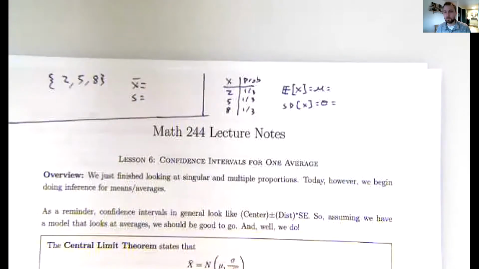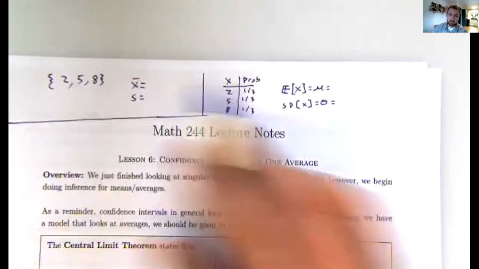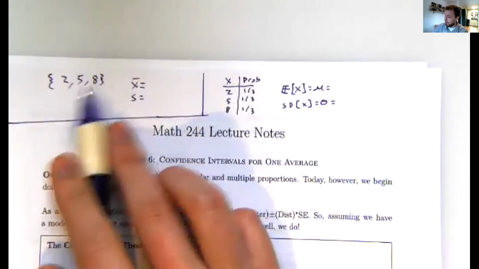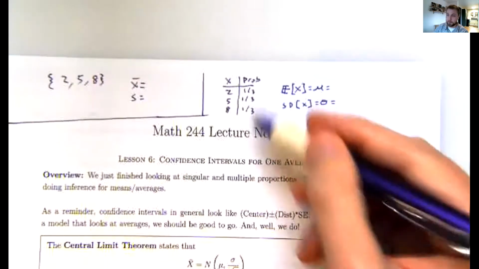Hi, we're going to make the switch from proportions to averages today, and we're going to create confidence intervals and look at hypothesis tests for figuring out what's going on with things with units and what happens for things on average. So I have two small little sets here, the numbers 2, 5, and 8, and I'm supposing they show up 1/3 of the time.